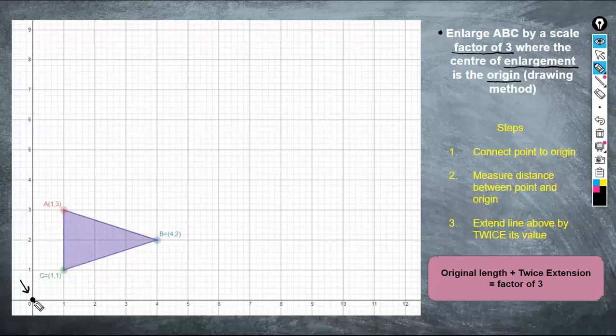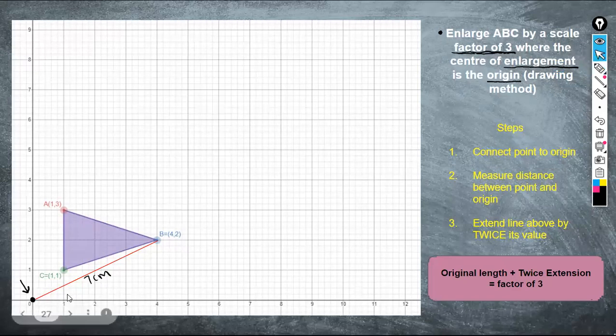Okay, so here's what you're going to do. From the origin, you're going to draw a line to one of the points. You can start with A, B, or C. I'm going to start with B first. So you're going to take your ruler in the exam and draw a line from the origin to point B. After that, you have to measure the length of this line. Let's say you measure it and the length is 7 centimeters. You have to extend this by a factor of 3.